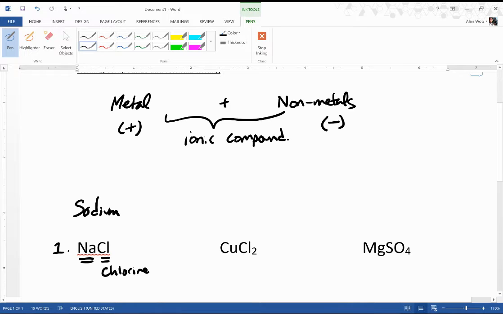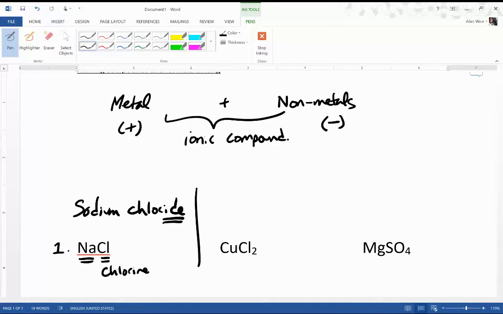But the name of this compound isn't sodium chlorine, it's sodium chloride. We always have to drop the ending of that nonmetal name and replace it with IDE. So this becomes sodium chloride. This is one standard example of an ionic compound and how we name it: the full name of the metal, and then the root name of the nonmetal, which in this case is chlorine, and you drop the INE ending and replace it with IDE. So it's chloride. The root is chlor.